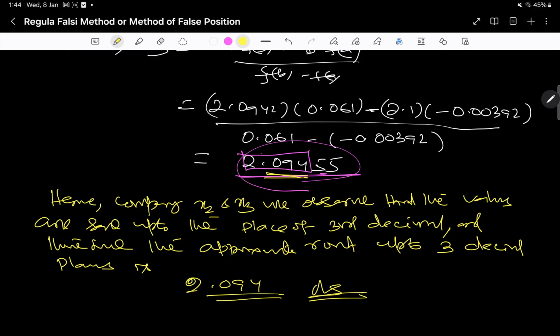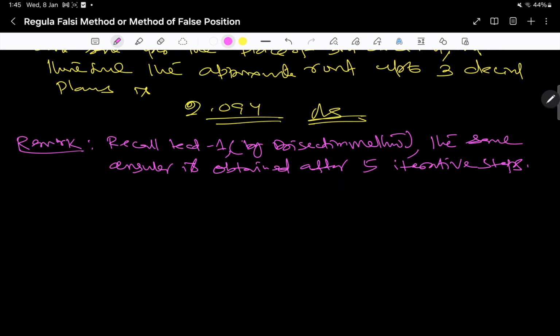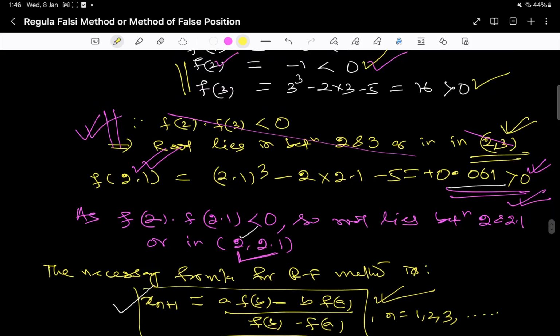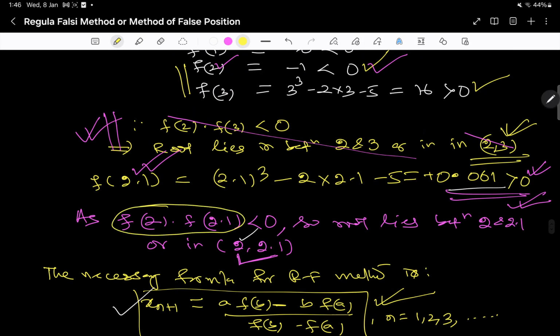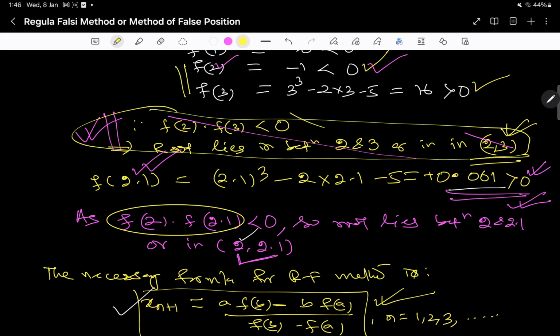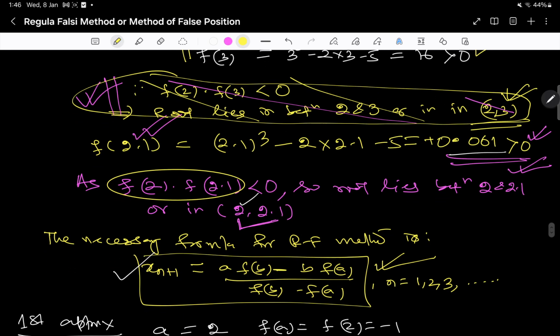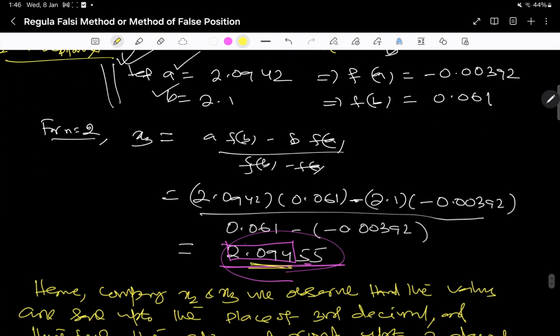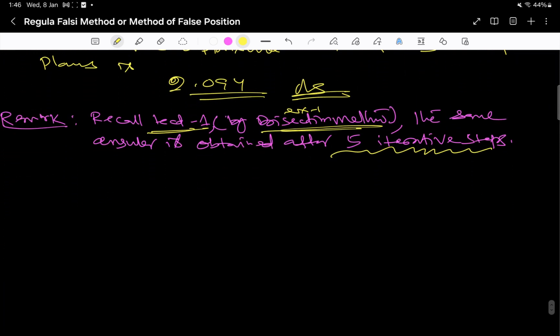Let us solve one more transcendental equation. If you recall, we solved the same problem by the bisection method in our previous lecture, but we got the answer after 5 iterations. Here in 2 iterations we got it, because we closed the interval to 2 and 2.1. If you take a wider interval, more iterations are needed. So we try to make the interval close, then we will get the answer quickly.